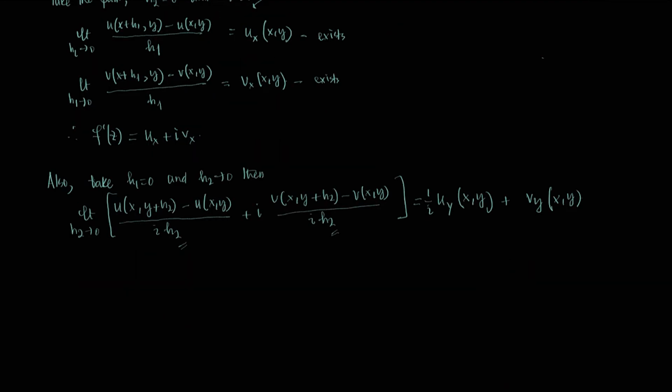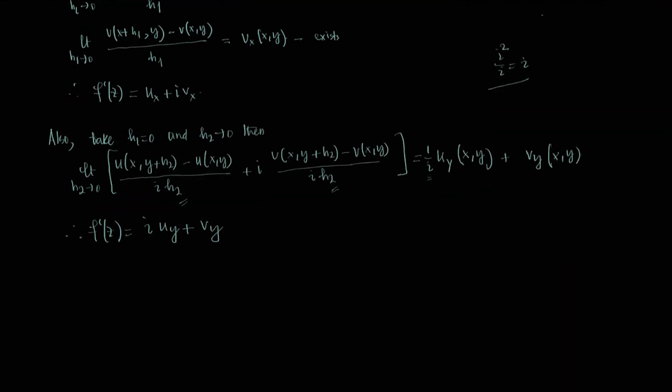So if f prime exists, then along any path it exists. Therefore f prime z, you can also write it as 1 by I, which is nothing but I square by I, which is I. So you can write it as I times uy plus vy. You can also do that. Absolutely no issues. Both are fine.